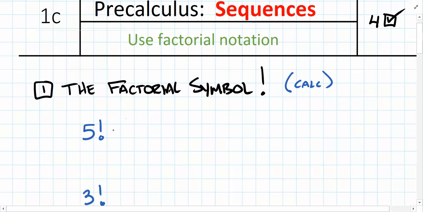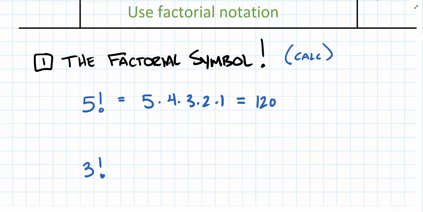So 5 factorial, what this actually means is to start with the number that you see and multiply integers all the way down until you get to the integer of 1. So we get 5 times 4 times 3 times 2 times 1. This is a value of 120. So 5 factorial has a value of 120.